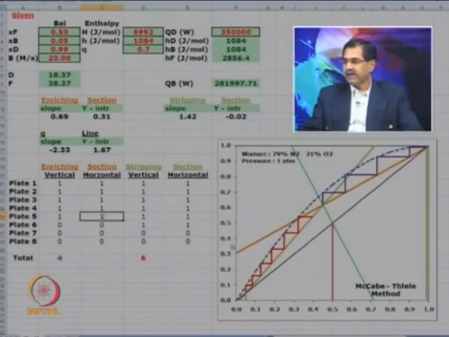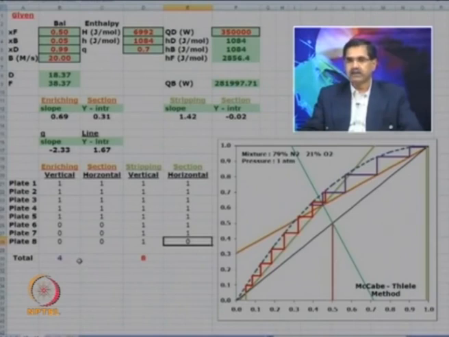So, the total number of plates will now be 6 plus 4, and this is the result if I decrease the cooling effect available from 500 kilowatts to 350 kilowatts. Both the lines are shifting toward the equilibrium curve, and now my total number of plates are 1, 2, 3 and 4 for the enriching section, and the total number of plates for the stripping section are 8 over here. So, total number of plates are now 12 in this case.